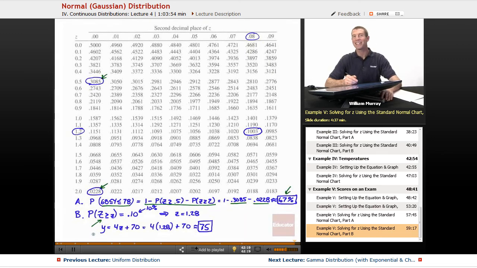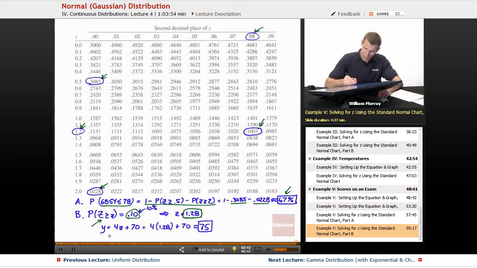In part B, we wanted to find what score you had to get to be in the top 10%. So this is really sort of a reverse engineering problem. So we started out with the probability of 0.10. So I had to find that in the chart, and I found it right here, very close to 1.28. So there's the 1.2, there's the 8, and that's where I got the z value of 1.28.